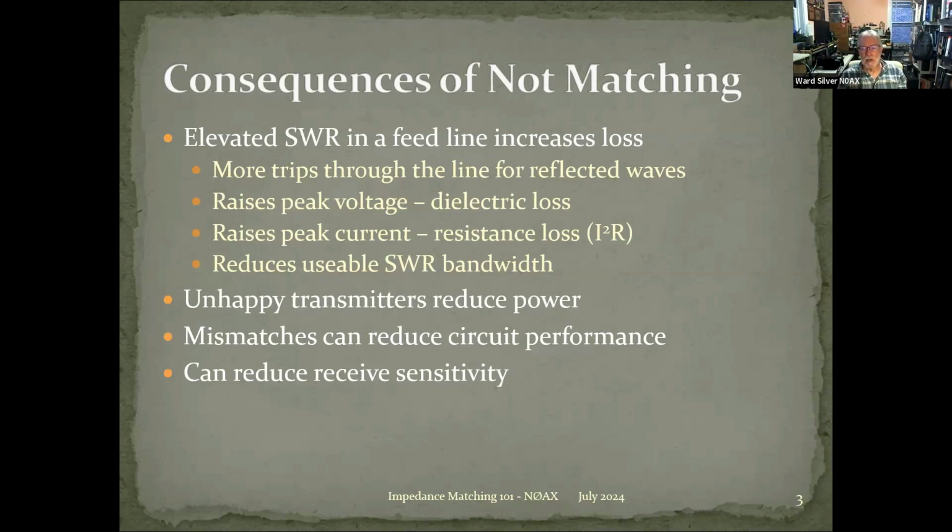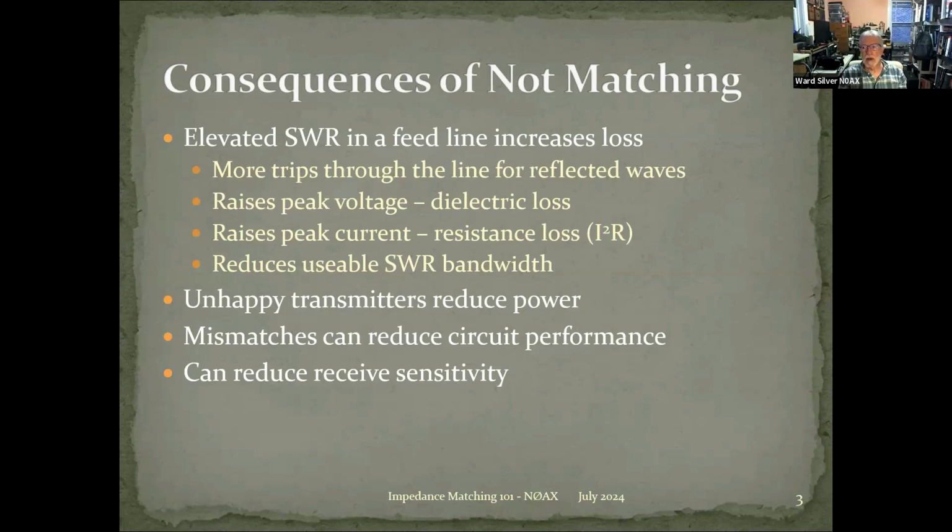It also causes the peak current along the line to go up, and that causes I squared R losses in the conductors, and skin effect does not help us out there. It's in that very thin layer along the surface of the conductor. So high current causes loss, and it also reduces your usable SWR bandwidth.